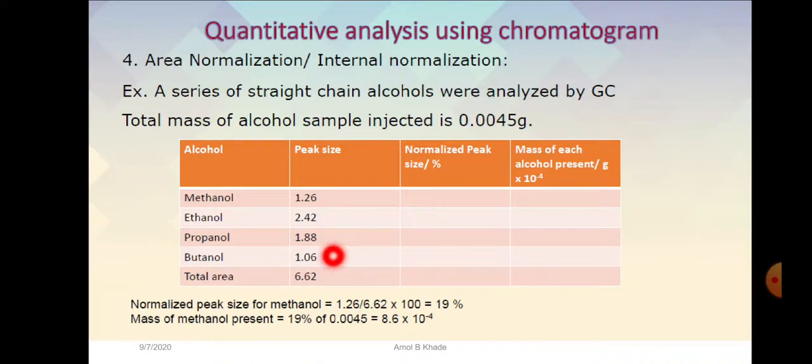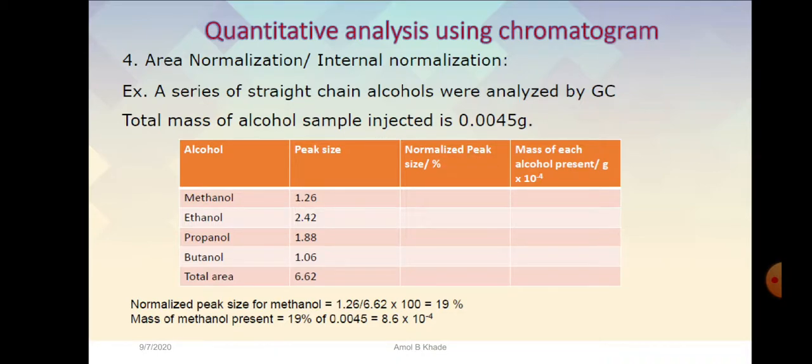Now we are sure this sample has only 4 components, and all have been eluted, and we have measured the area of each. So we can now count the total area. We add all these values and we get the summation value, that is the total area. This total area we consider as 100%, and based on that we can now normalize the peaks.